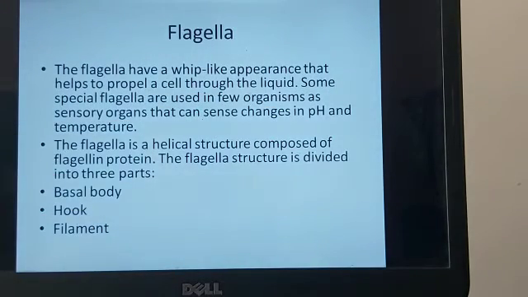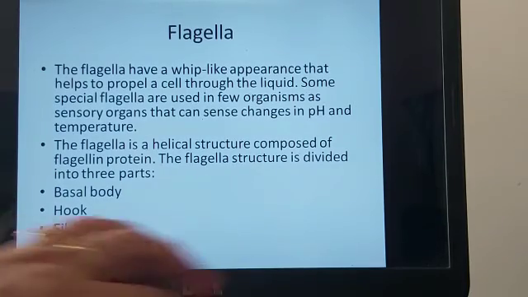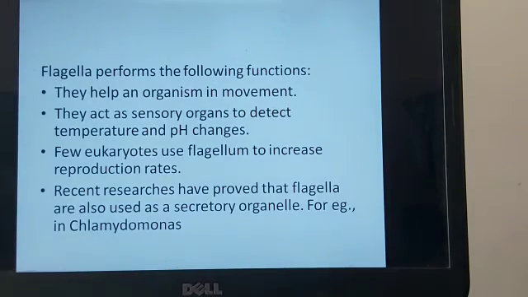Now coming to the flagella. Flagella is different from cilia because it is longer and has a whip-like appearance. It is also a sensory organ that can sense changes in pH and temperature. Flagella contains a protein called flagellin. It contains 3 parts: basal body, hook and filament. So these are the various functions of flagella: help in movement, sensory organ, increase the reproductive rate, and also used as a secretory organ.